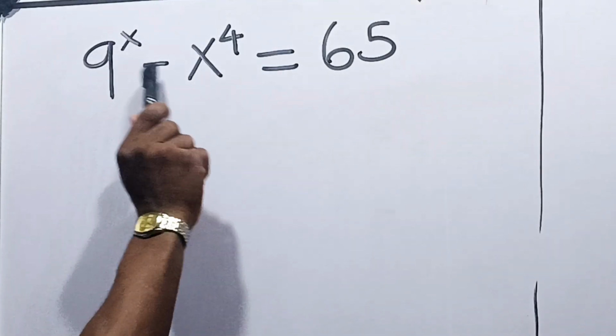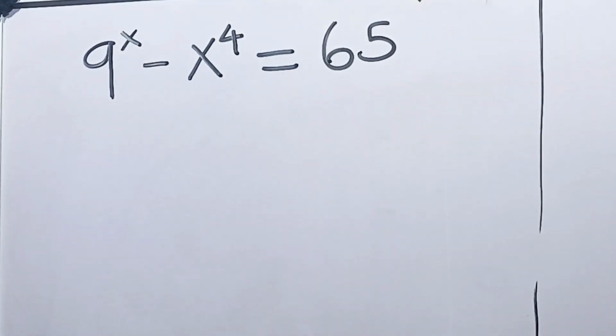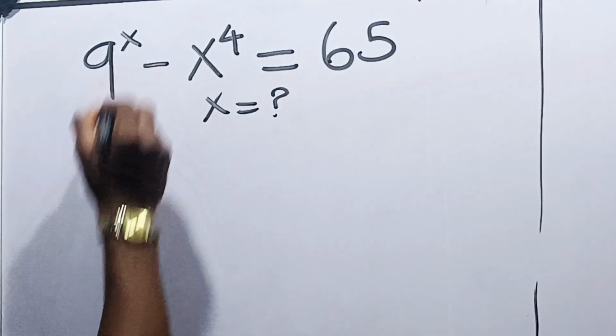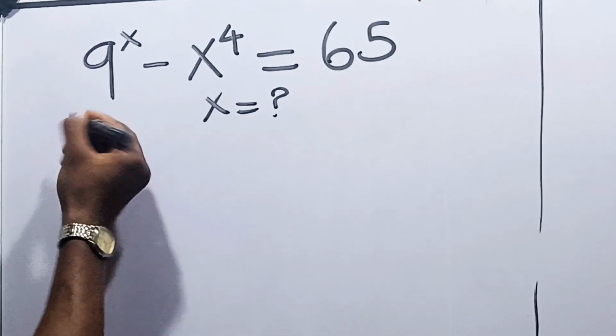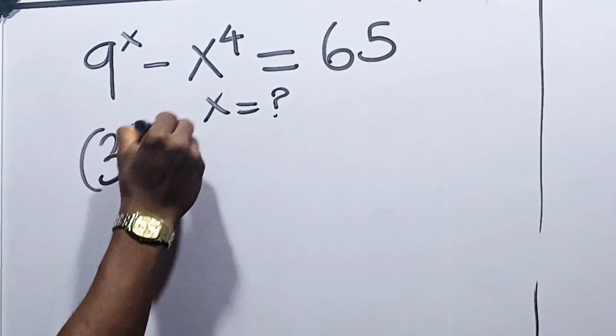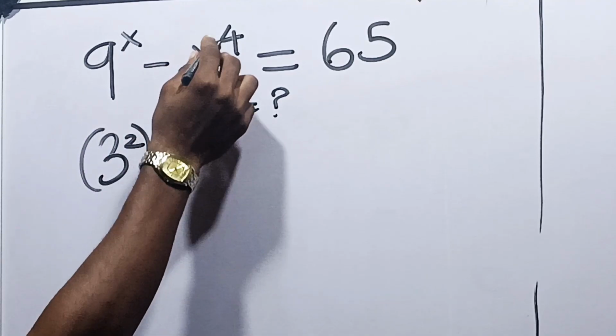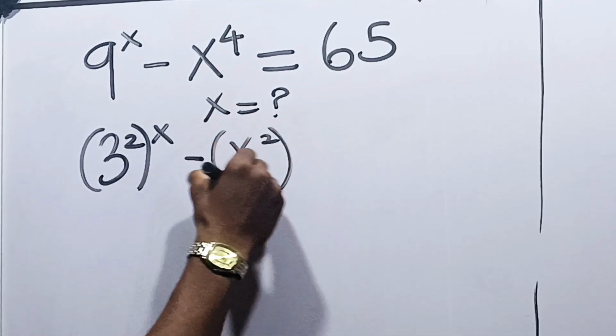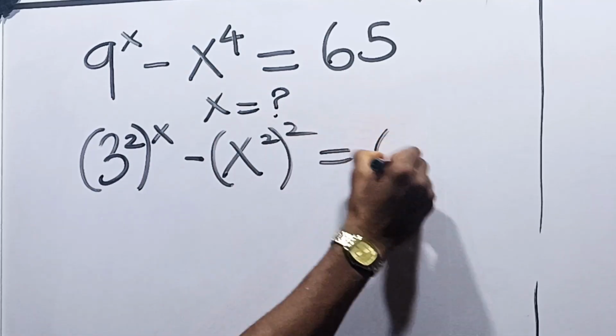Is 9 raised to power x minus x raised to power 4 equal to 65? We're about to solve for the values of x. First things first, we can say from here that 9 is equal to 3 squared. So we're going to have 3 squared raised to power x minus x raised to power 4, which can be expressed as (x raised to power 2) all raised to the power of 2, is equal to 65.